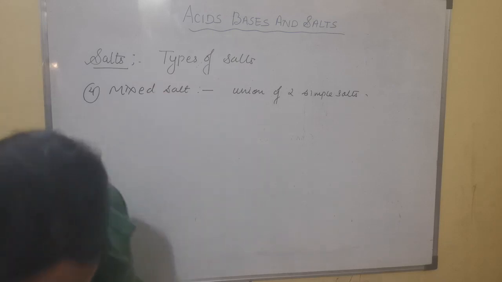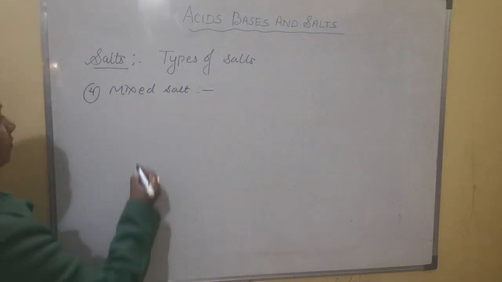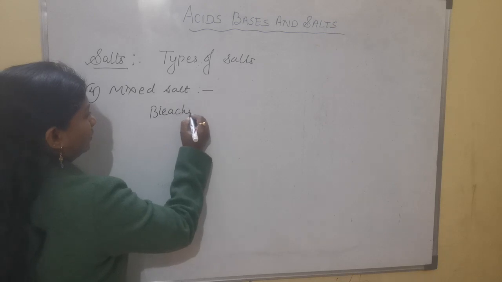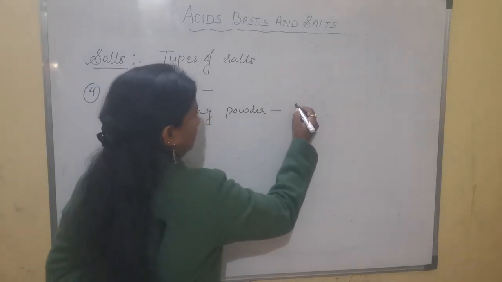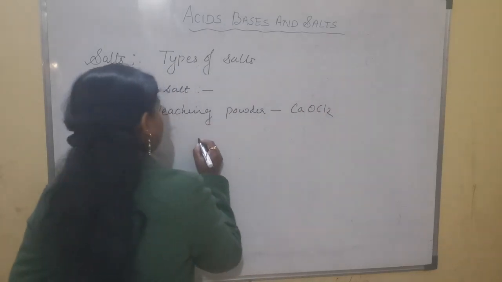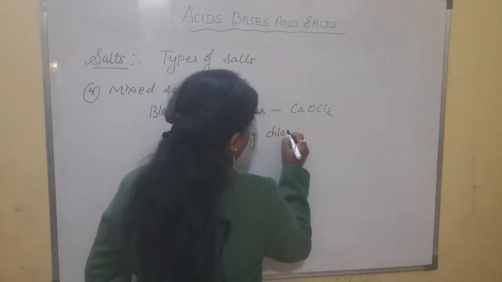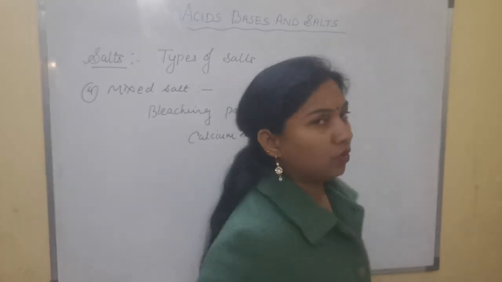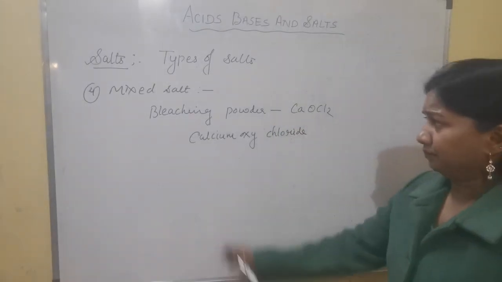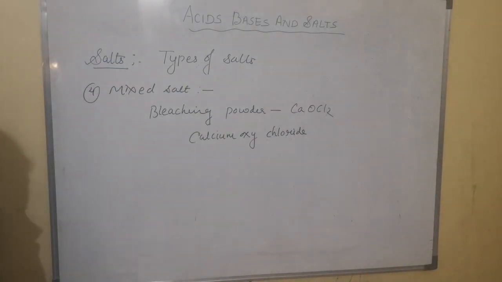Next is mixed salt. One very important example of this is bleaching powder. The chemical formula is CaOCl2, which stands for calcium oxychloride. It has more than one acid or basic radical. So for mixed salt, the only name you have to learn is bleaching powder, or calcium oxychloride.